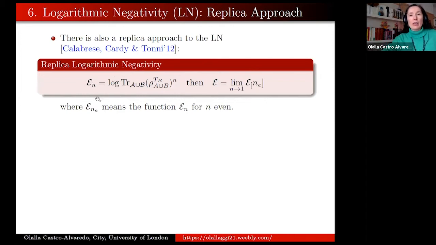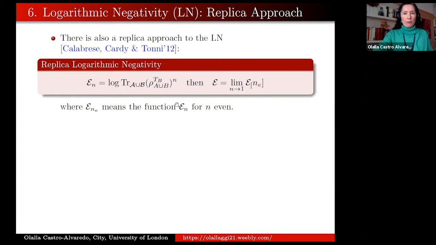I call this a replica logarithmic negativity. So you could compute something very similar where instead of having a trace norm, you just have the power n of this partially transposed density matrix. Okay, so you have the power n, and then if you want to compute the logarithmic negativity, what you have to do is to analytically continue this to n to 1 from n even. So this is what I wanted to write here, and I made a little typo.